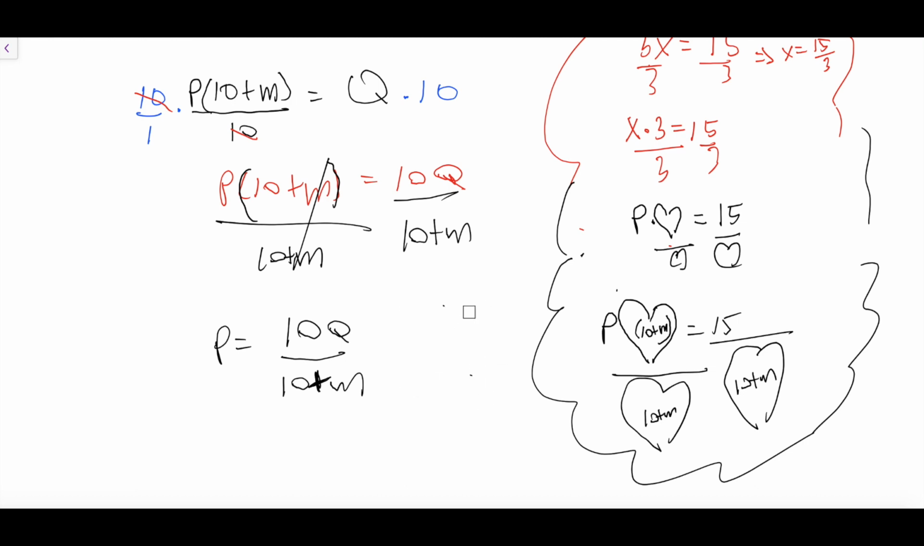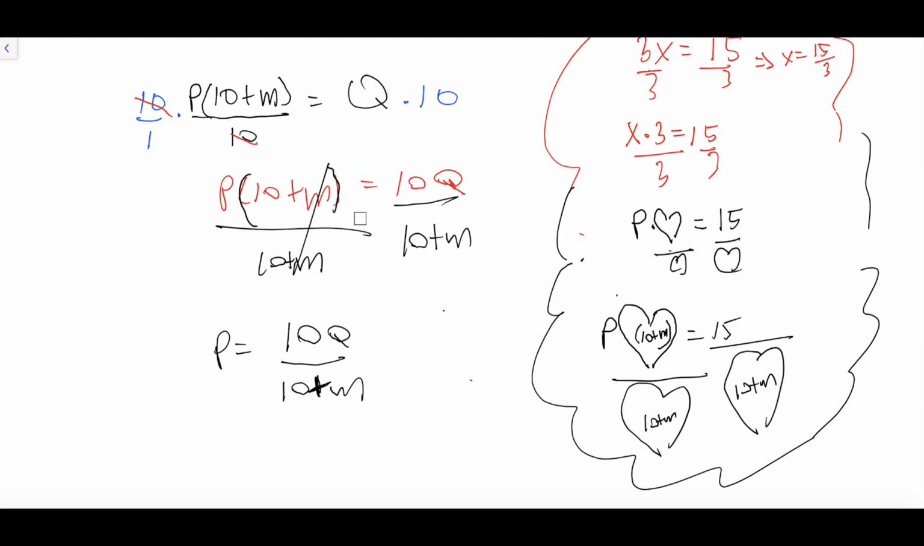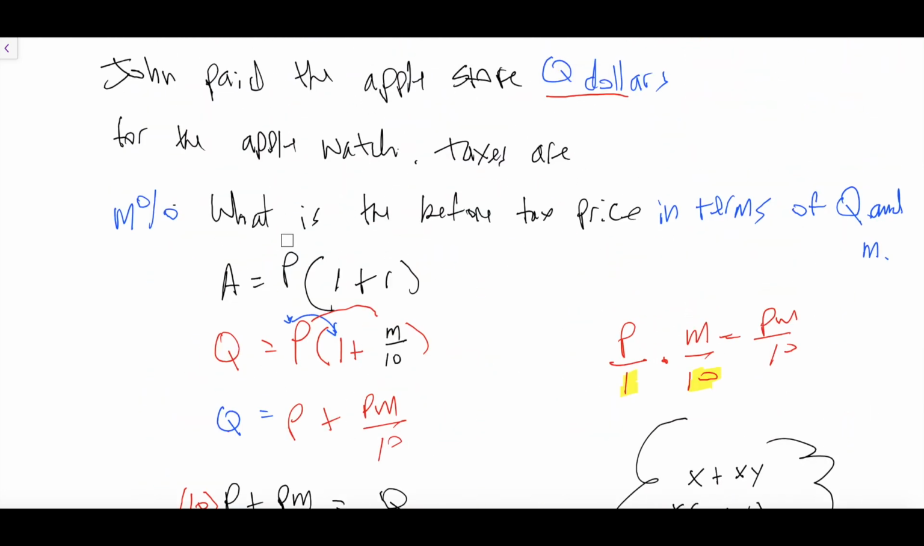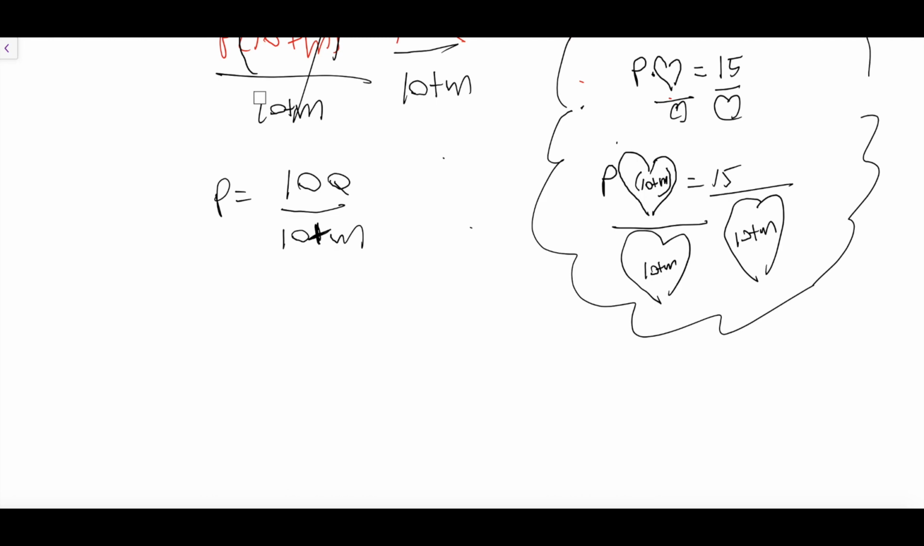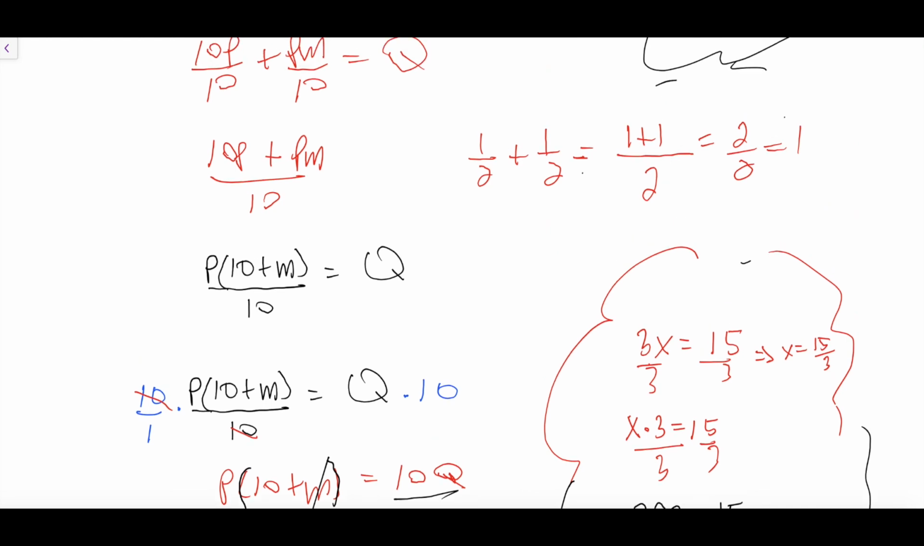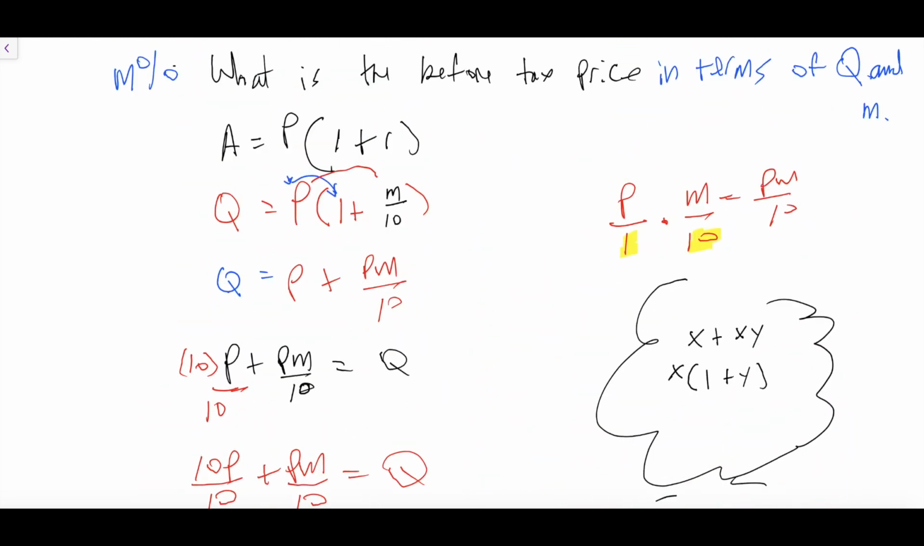All right, so let's see if we answer the question. What is the before tax price? That's our P in terms of Q and M. So P equals 10q over 10 plus m. That's like a worst case scenario, a terrible problem, horrible. But if you have this knowledge, you can do it. You with me? I am with you.